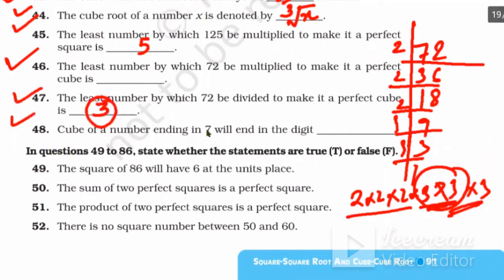Now 48. Cube of a number ending in 7 will end in the digit? 3, since 7 plus 3 is 10. Okay, so 3. Then if it is ending with 3, it will end with the digit? 7. Very good. Now you have to tell true and false.